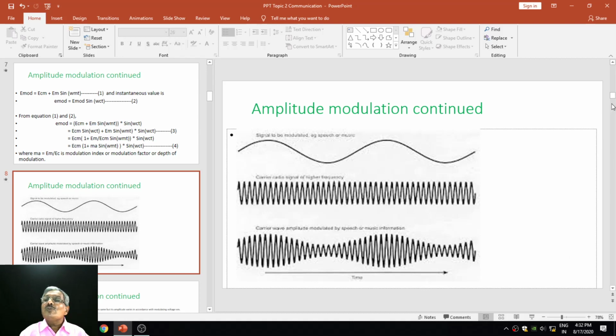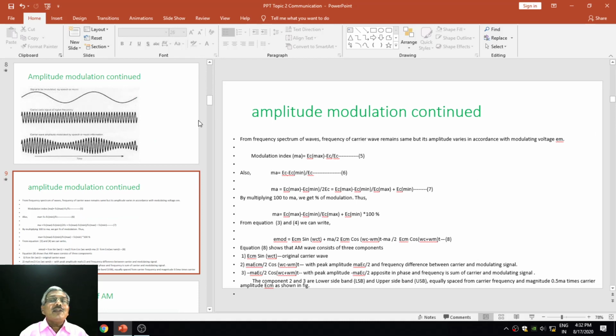To move further, from that particular modulated wave equation, we can write the modulation index, which I have already defined. It is the ratio of EM upon EC. We can also define modulation index as EC max minus EC upon EC. EC max means the maximum amplitude of the carrier wave, and EC means any instantaneous amplitude of the carrier wave. It can also be defined as a ratio of EC minus EC minimum upon EC.